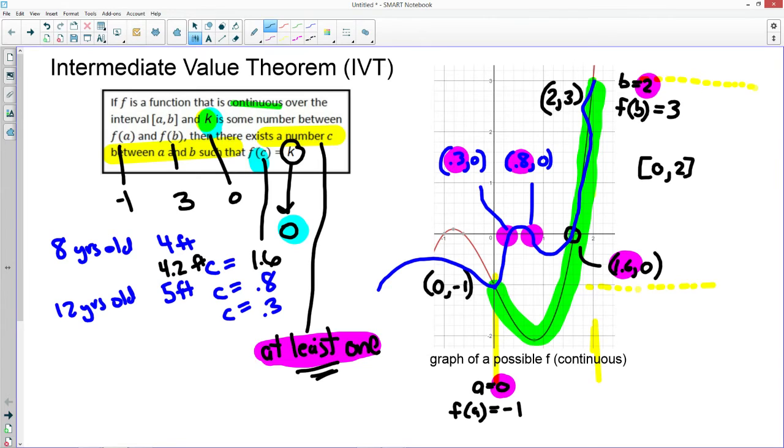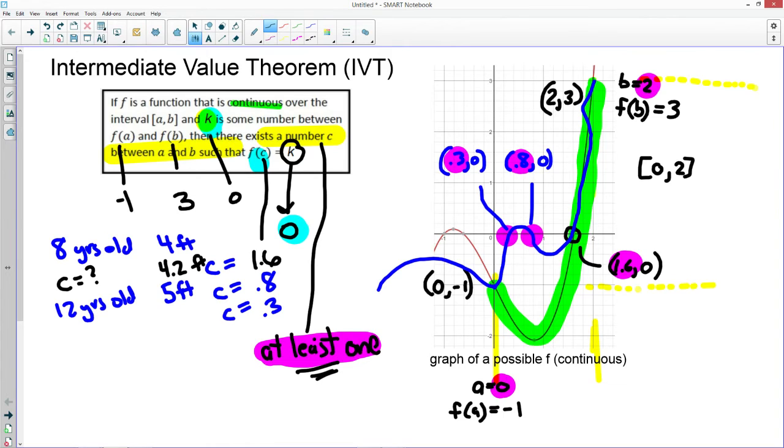So somewhere there must be a c value. This is your k value, so your y value is 4.2. There must be an x value between 8 and 12, between a and b. And of course, it could be 10 years old, it could be 11, it could be 9, it could be 8 years and 6 months, whatever it is. But there has to be one. Notice it doesn't have to be 0. I picked 0 here because my graph had some nice, easy numbers at 0. I picked that for k, but k could be 4.2 feet.